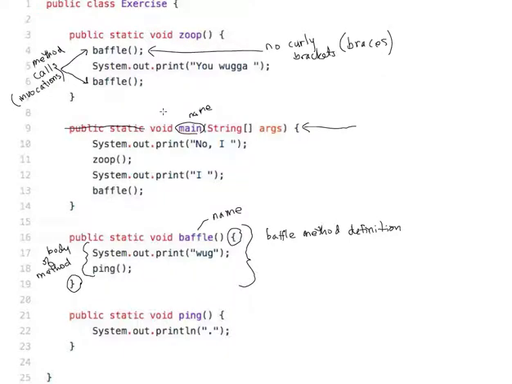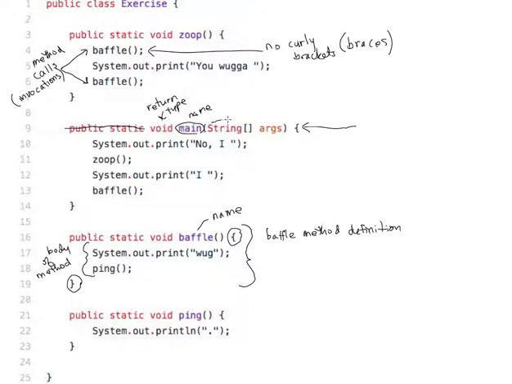This part here is the return type. This week, it's always going to be void because we're talking about methods that don't return anything. So the word to the left of the method name this week is always going to be the word void. But next week we'll start looking at some different things.